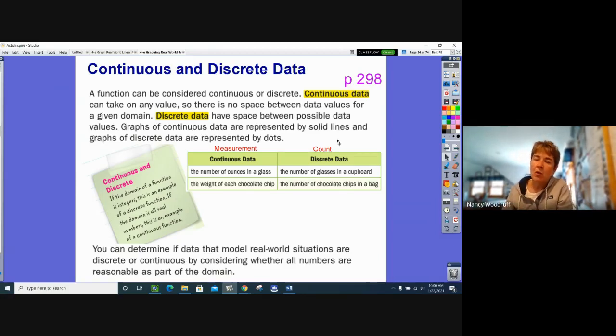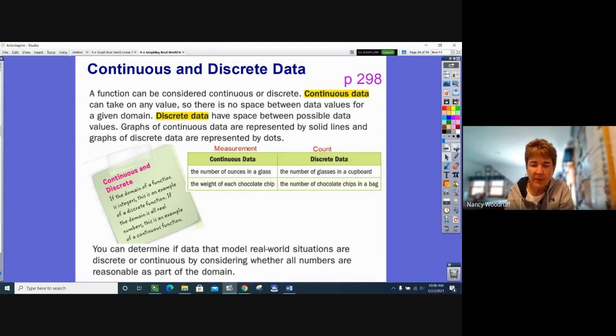So as you're pouring water in a glass, right? So it's a measurement, your weight, even on your scale. If you look at the scale, you might say, oh, well, it jumps from 124 pounds to 125 pounds. But really your weight, as you go from 124 to 125, you go through all the weights in between. It's a smooth thing. So discrete kind of jumps, it's a count, and continuous is smooth, it's a measurement.